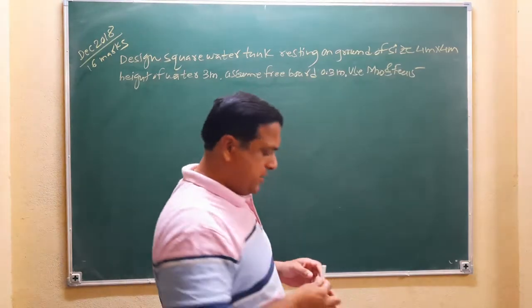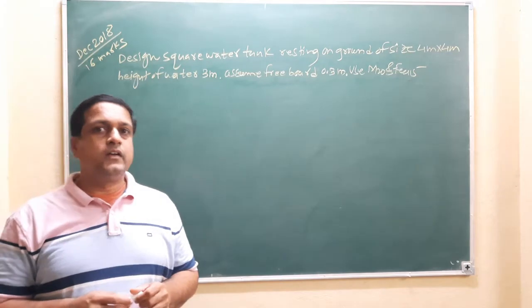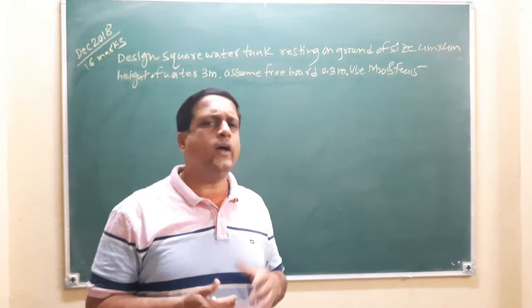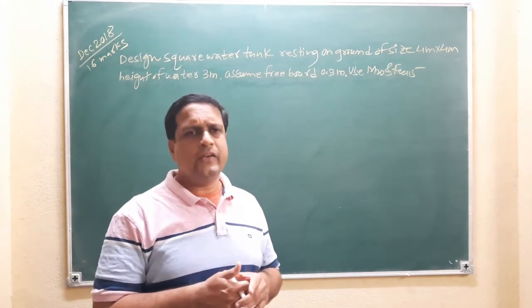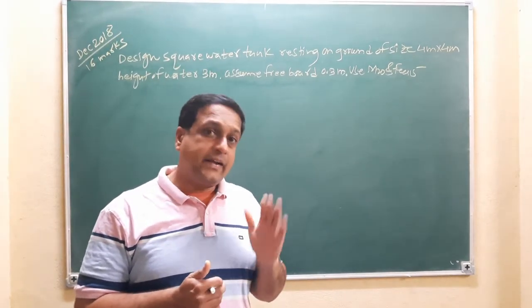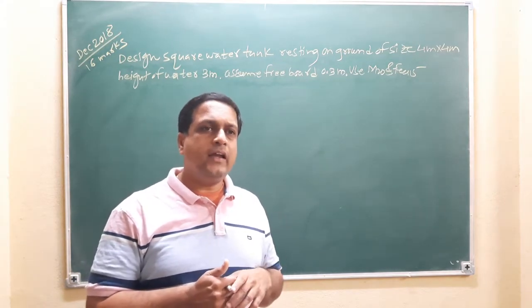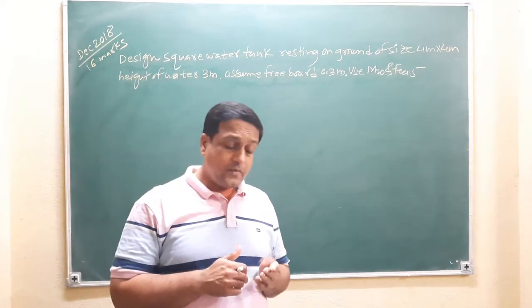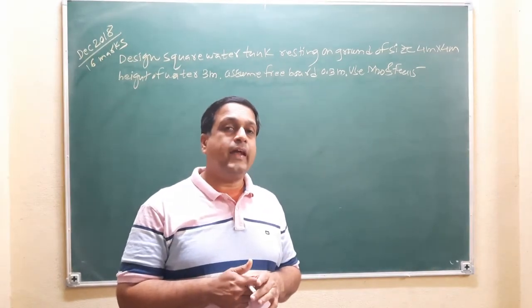So in the last lecture, we covered the design steps for the rectangular water tank. The same steps you have to apply for the square water tank, because in the rectangular and square water tank you have to design the wall laterally. That means you have to design the wall for plant bending moment, and you have to design the wall for the base bending moment. So what you have to do exactly in the design of a square and rectangular water tank.